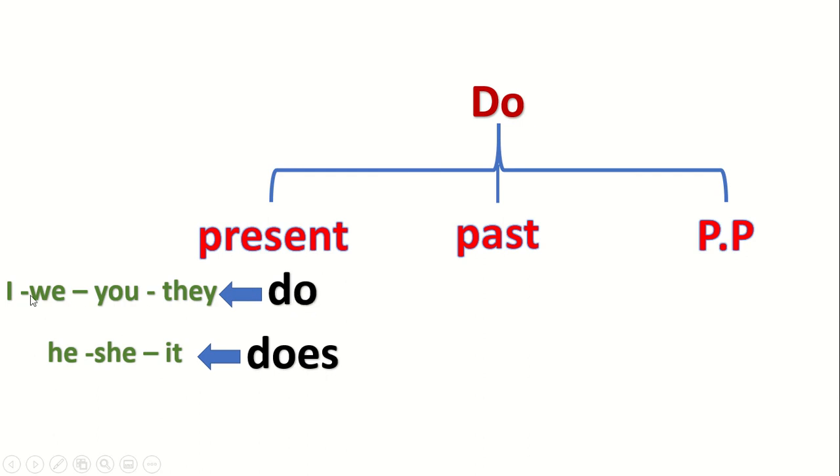We use do with the same words, I, we, you, they, or the plural. And we use does with he, she, it, or the singular, المفرد. Okay, in the past, this is just for your information, we have did, and the past participle is done.